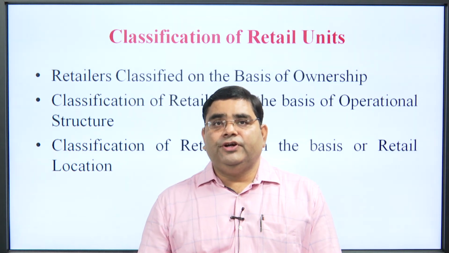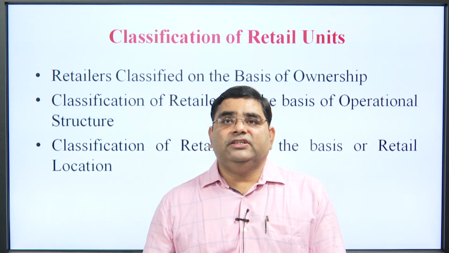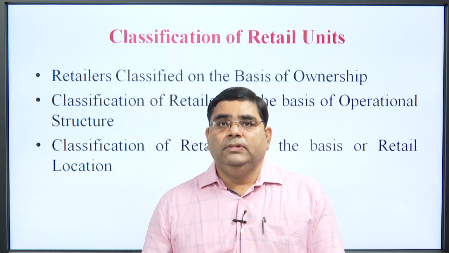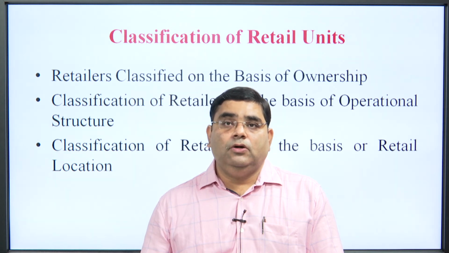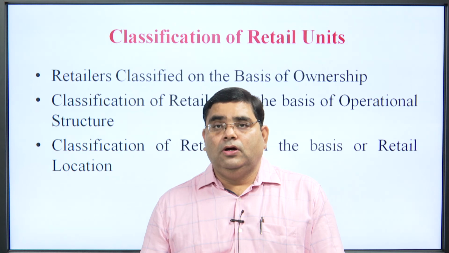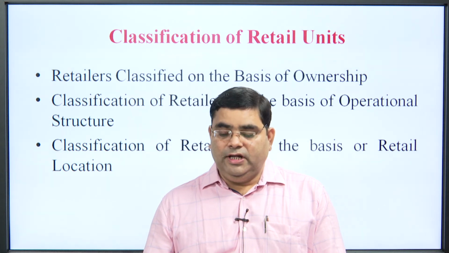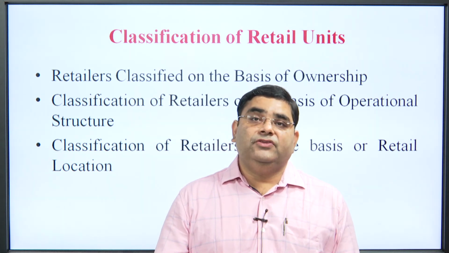Now, classification of retail on the basis of ownership. The first is retailer classified on the basis of ownership. The second classification is on the basis of the operational structure, how they are going to operate, that is, on the basis of cost, manufacturing cost, or on the basis of profit margin, or on the basis of stores and how they are going to operate. And third is classification of retailer on the basis of location, that is, what kind of location.